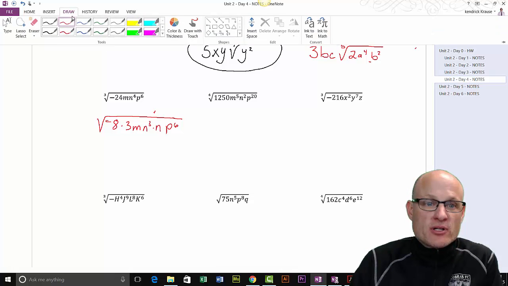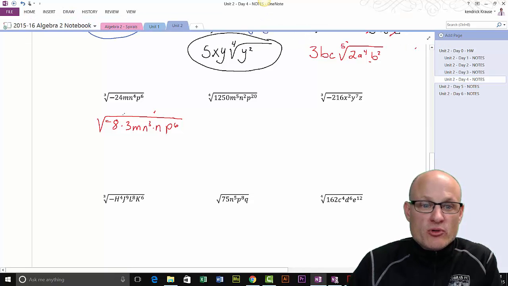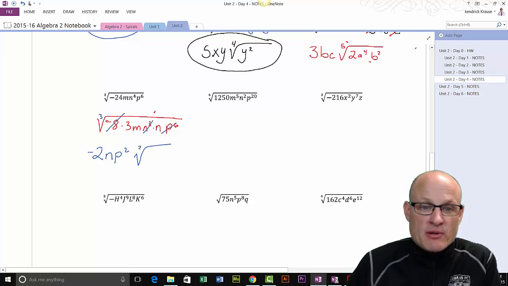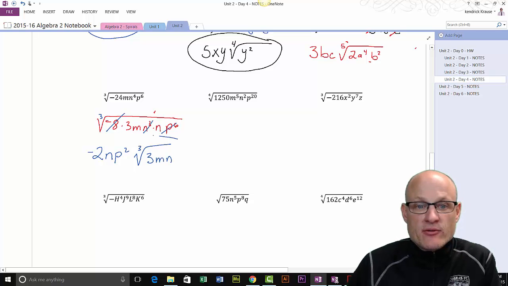So let's go grab a different color to knock this off. The cube root of negative 8 is negative 2. The cube root of n cubed is n. And the cube root of p to the 6th is p squared. And remember, this is a cube root. See, I didn't write that cube there? It would be wrong. As long as I put in my final answer, we'll be okay. 3mn. And there's my final answer.